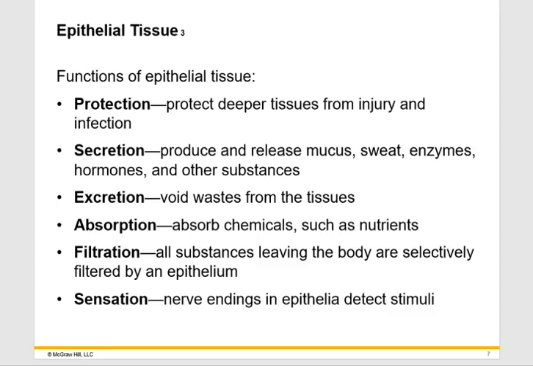The functions of epithelial tissue are shown here. It protects deeper tissues. It secretes mucus, sweat, hormones, dependent upon where that tissue is located. Some epithelial tissue excretes, which means to put off or give off something. It also absorbs, which means that some epithelial tissue has the function of pulling something in. It can serve as a filtration system. And as I said, epithelial tissue does have nerve endings, so it provides sensation.